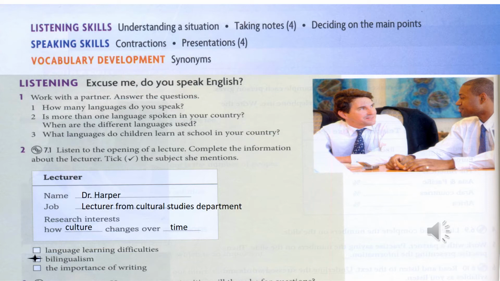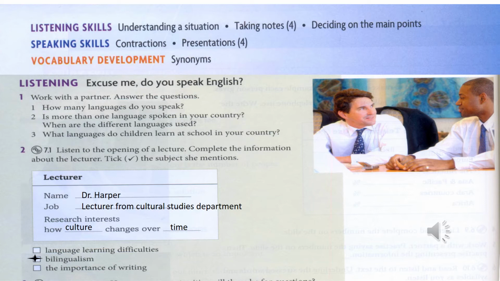So here we have the answers, and if you notice that the speaker or the presenter didn't give us the spelling of his name, try to write it as you hear it. So the name of the lecturer is Dr. Harper, and his job is a lecturer from the Cultural Studies Department, and his research interest is that he likes to work on how culture changes over time. And the subject that he is going to talk about is called bilingualism.